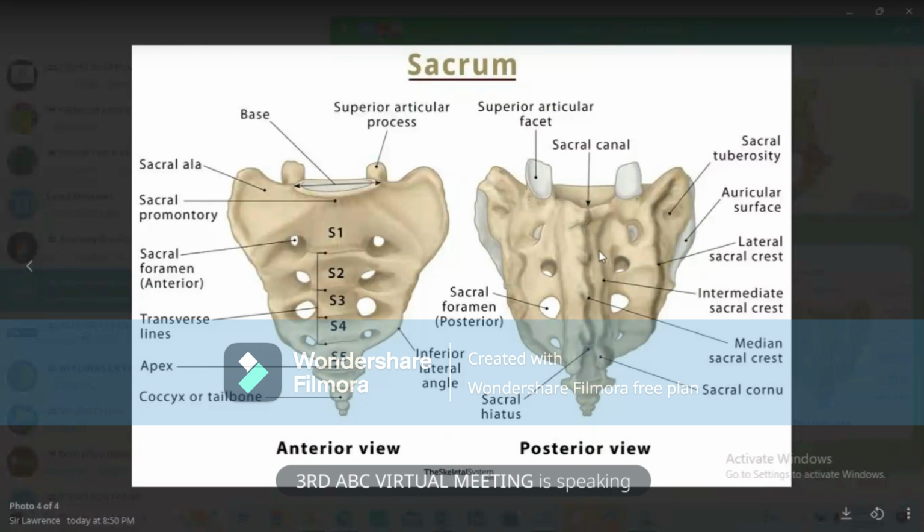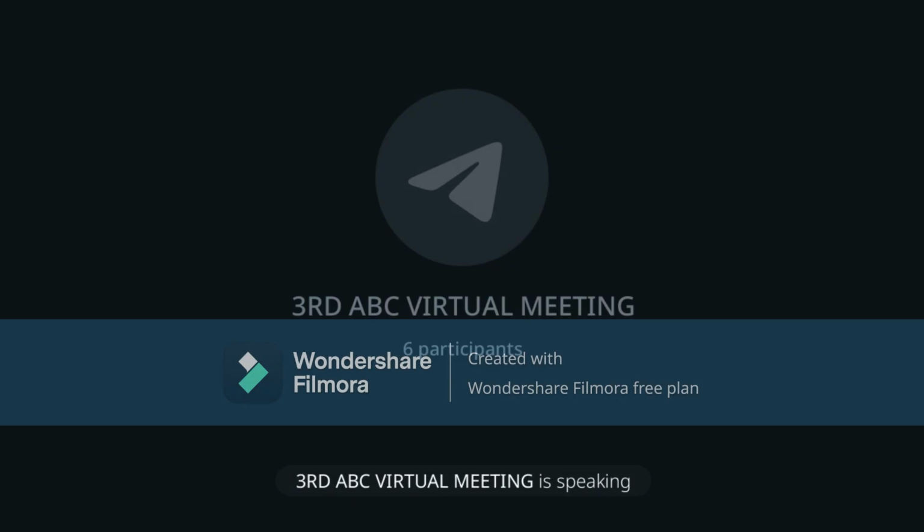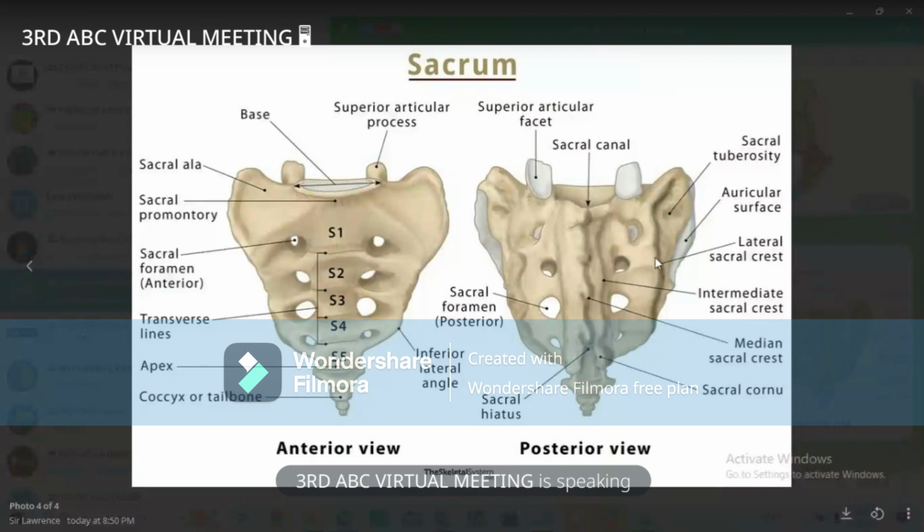Alright, then the intermediate sacral crest is usually formed by fusion of the articular surfaces of the S1, S2, S3 to S5 vertebra. Then the lateral sacral crest is usually formed by fusion of the transverse processes of S1 to S5 vertebra.